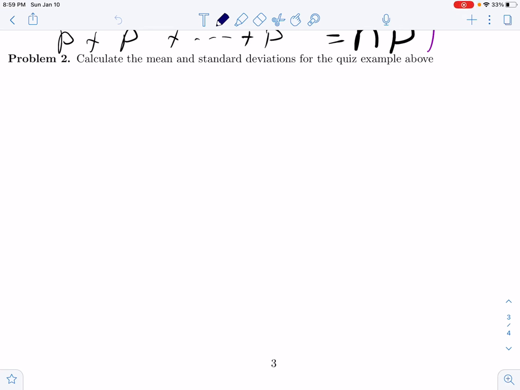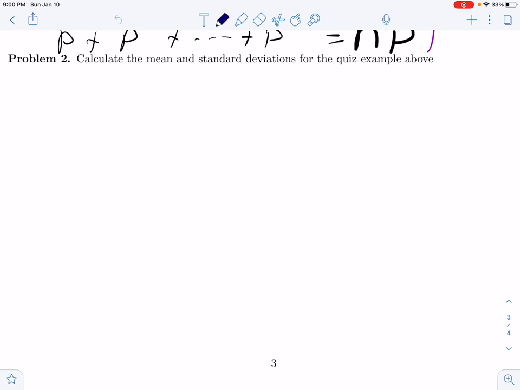All right, guys, we're working off the same set of notes from class on Friday, just finishing up discussing the binomial distribution. Where we left off is problem 2: we want to calculate the mean and standard deviation for the quiz example.